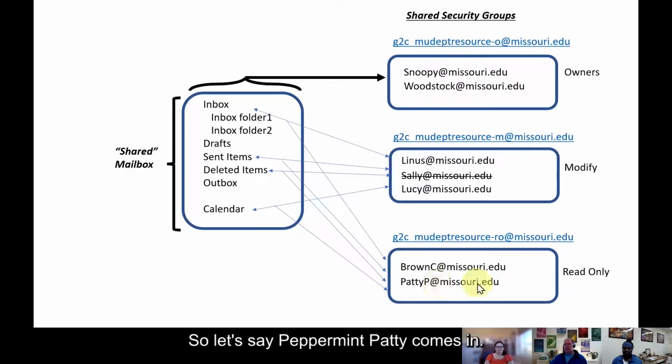So let's say Peppermint Patty comes in. She likes Charlie Brown and she's going to help him. All we have to do is add her to that group, and she will automatically get the same access as Charlie Brown had. Or let's say poor Sally is fed up with this Charlie Brown gang and she leaves. They can easily take her out. We don't have to go through our shared mailboxes and find out where her permissions are. All we do is simply take her out of this group, and it removes her access, okay? Because people move around the university a lot, unless you're like Veronica and I, who have been here for 30 plus years.